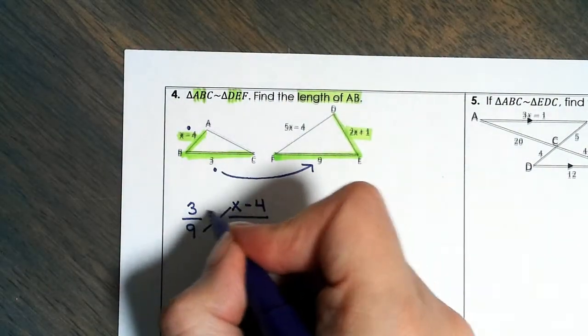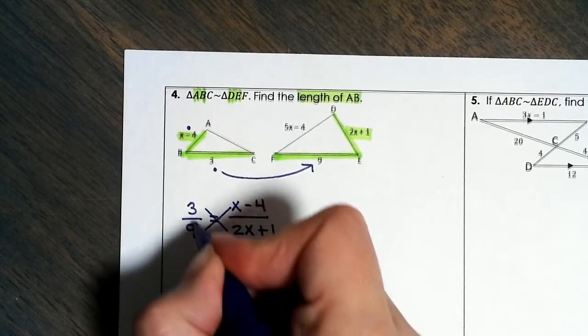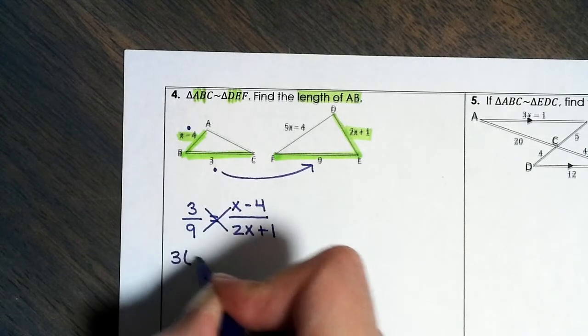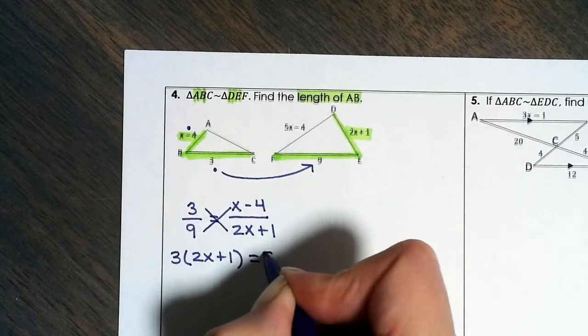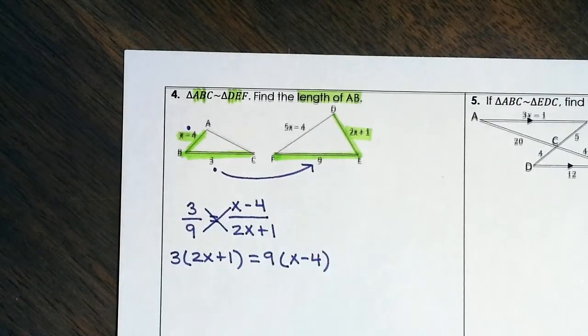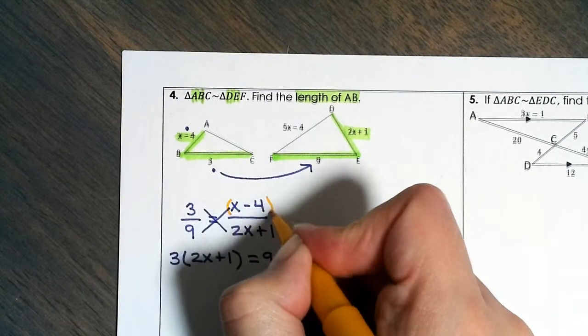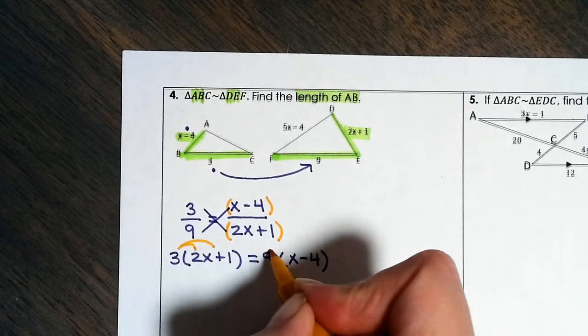Okay, so now I need to cross multiply. So our first lesson where we learned cross multiplication and setting up proportions is super important. We're going to be using that all day today. So when I cross multiply, I'm going to do 3 times 2x plus 1. That should be equal to 9 times x minus 4. Whenever you have an expression and not just an x value or not just a variable, you want to make sure you're putting that in parentheses, because now we need to distribute. So I'm going to distribute here and over here.